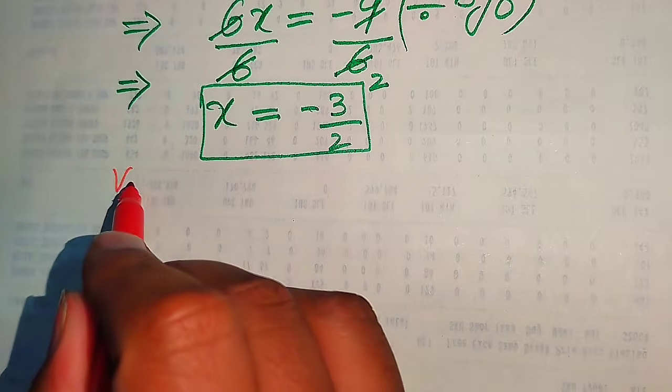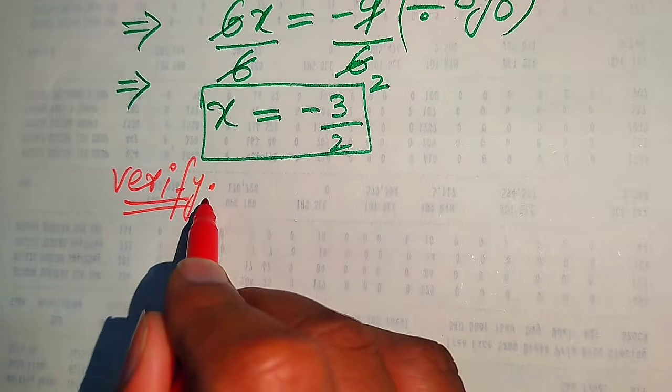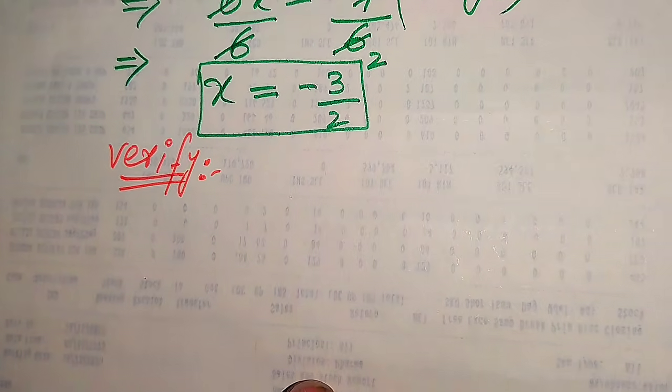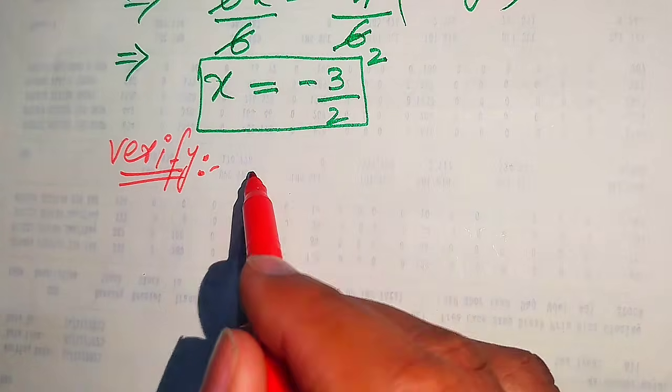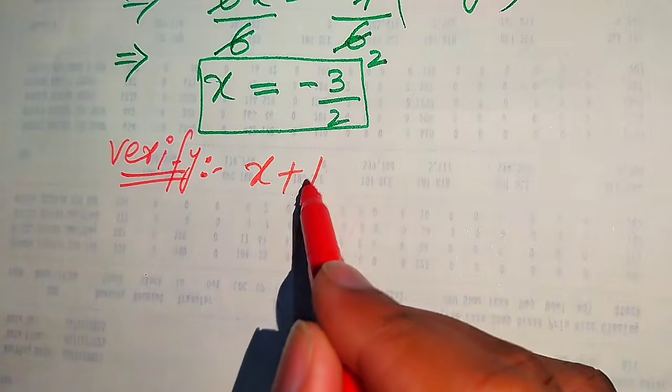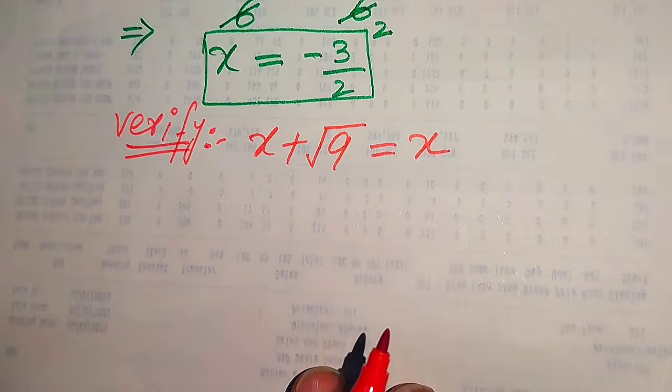Now in the next step we need to verify whether this value of x is the solution, or whether it is an extraneous root. So for verification of this value we need to copy down the given question statement. Here it is: x plus square root of 9 equals x.